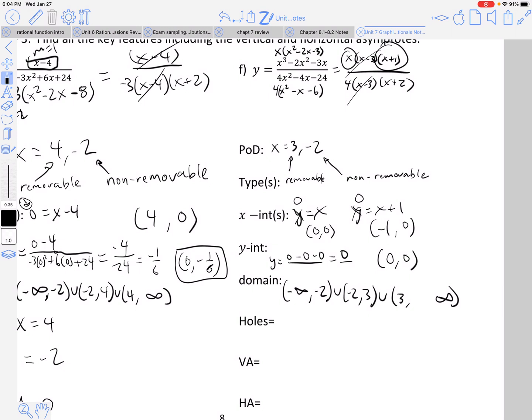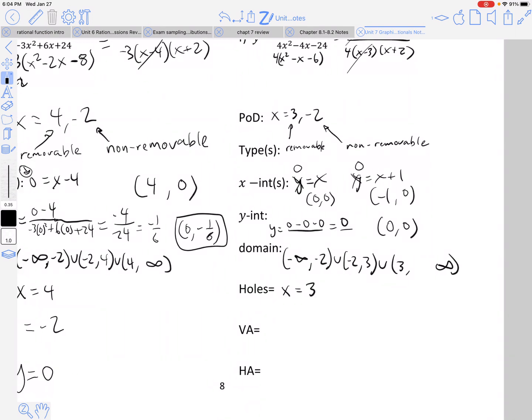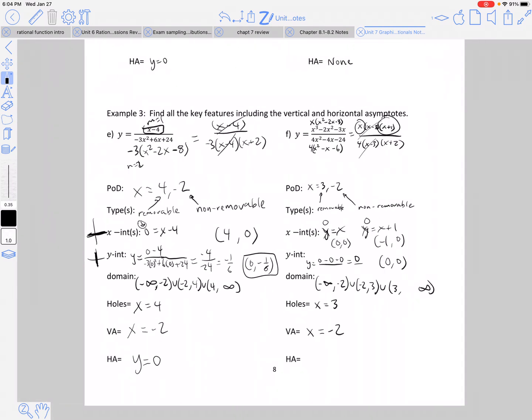Okay, holes are any factors that get canceled out in the denominator. So we have a hole at x equals 3. We have a vertical asymptote at x equals -2. And now our m, which is the numerator, m of 3, n of 2, m's bigger, which means the numerator will get bigger and bigger and bigger faster as we plug in bigger numbers, faster than the denominator. So there's no horizontal asymptote. And you can look back at that and have a look.